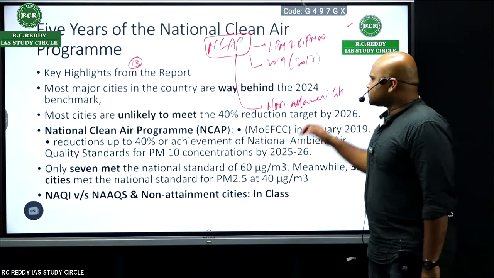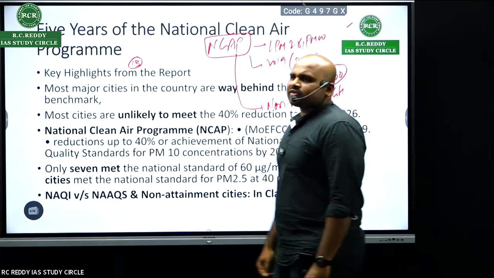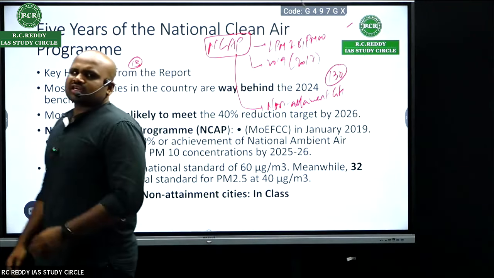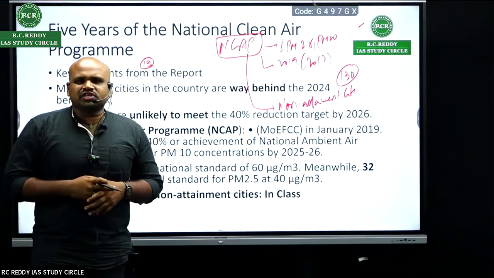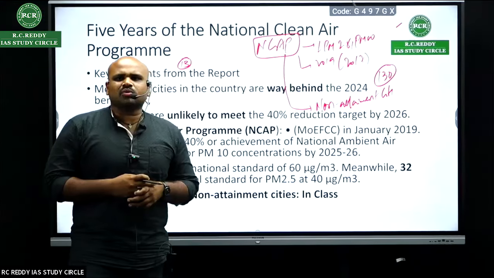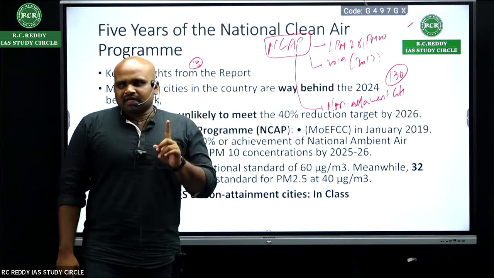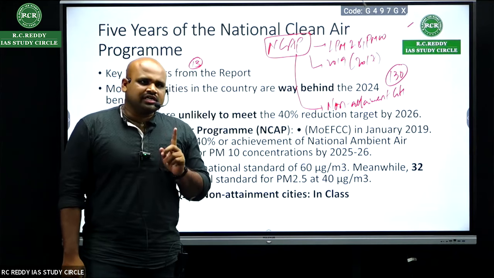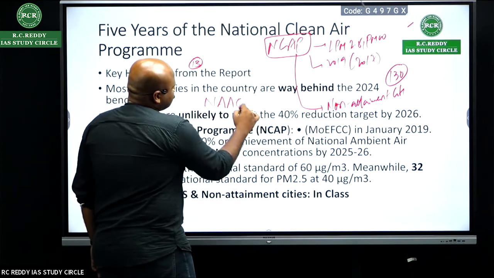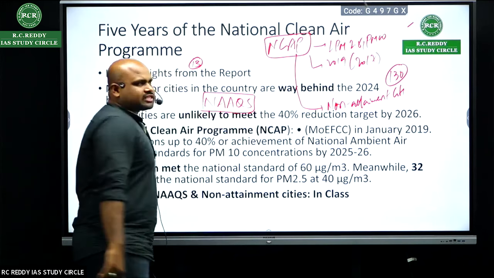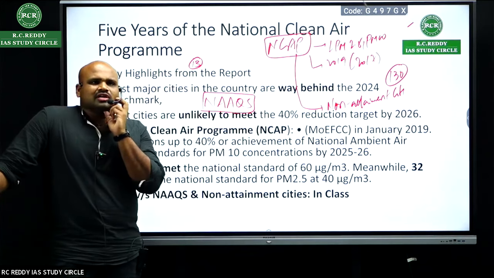And it fundamentally talks about around 130 non-attainment cities. And what is the criteria for a particular city to be classified as a non-attainment city? If you observe, that particular city which is breaching the National Ambient Air Quality Standards, NAAQS, for 5 consecutive years, we call that particular city a non-attainment city.